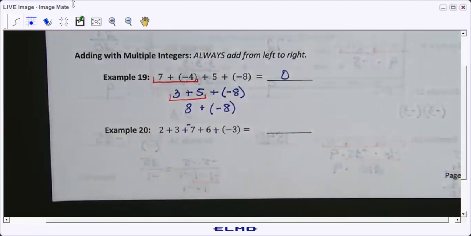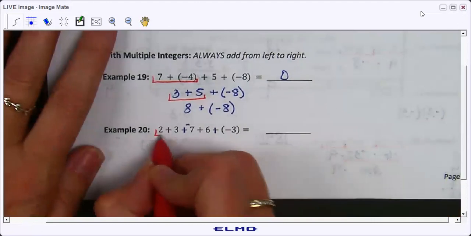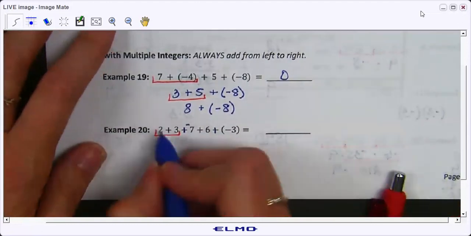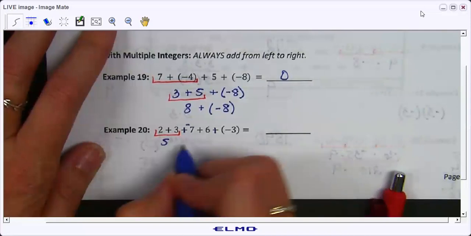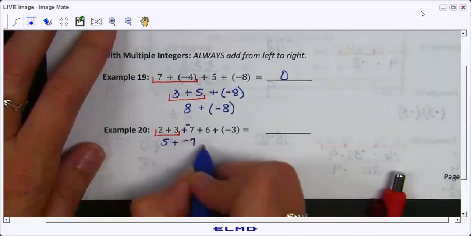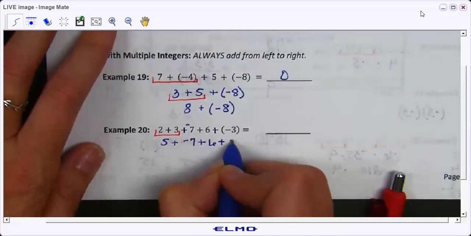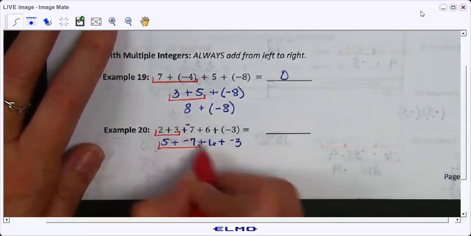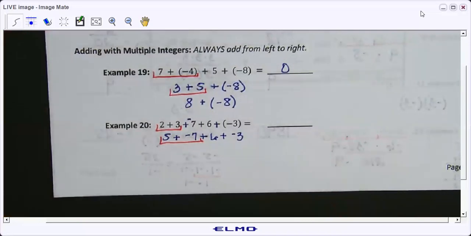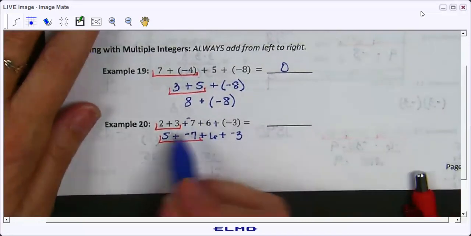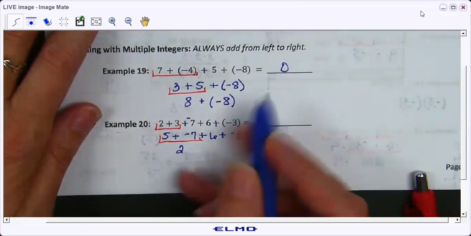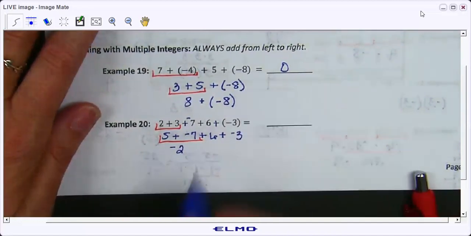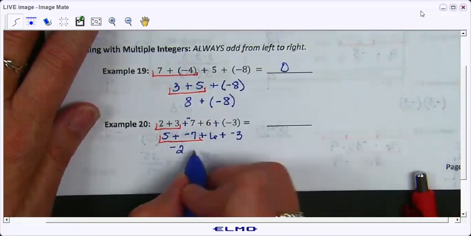Okay, let's go ahead and do the last one on this page. All right, next I'm gonna do 2 plus 3, and I get 5. And I'm gonna rewrite everything I did not do, plus a negative 7, plus 6, plus a negative 3. Now I'm going to add 5 and negative 7. Because my signs are different, I have to subtract. So 7 minus 5 is 2. My larger number is negative, so my 2 is negative. Now I rewrite what I have not done.